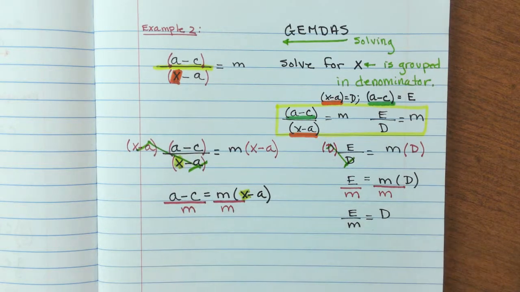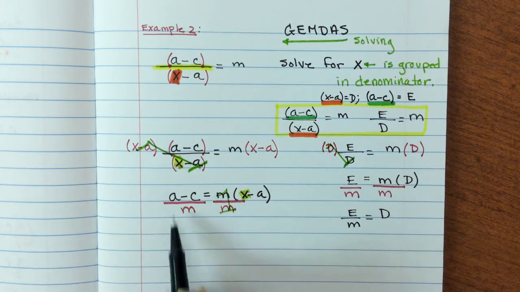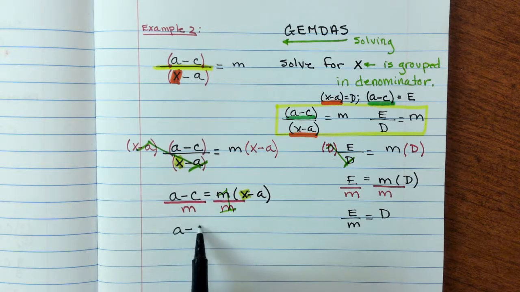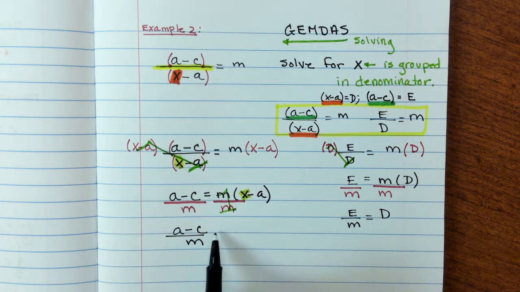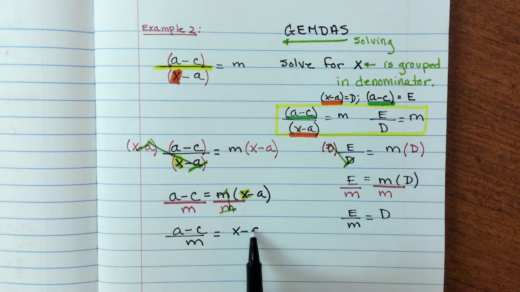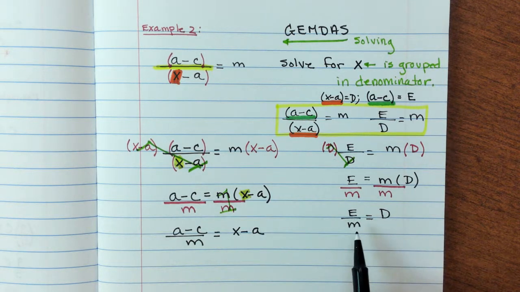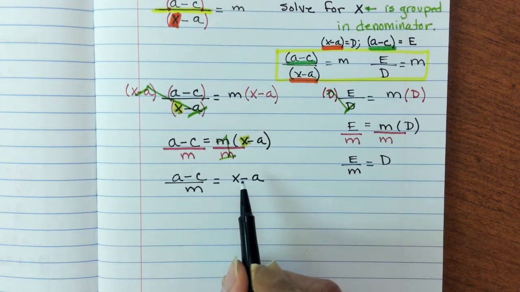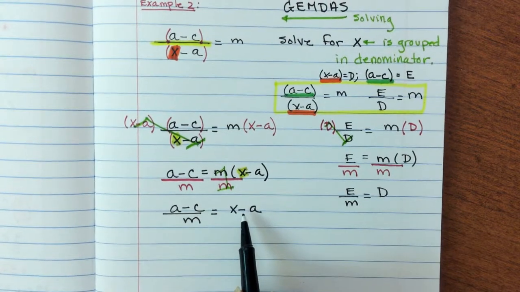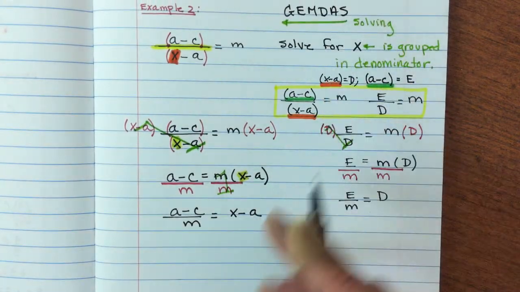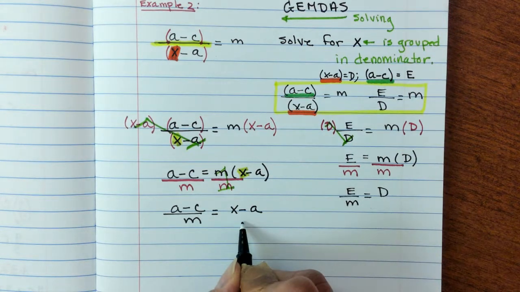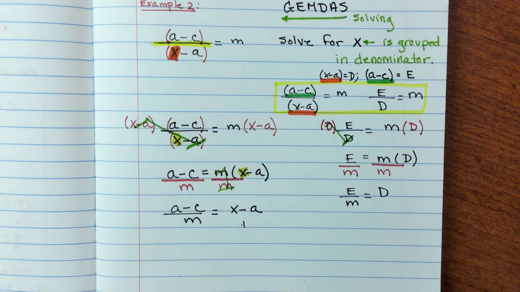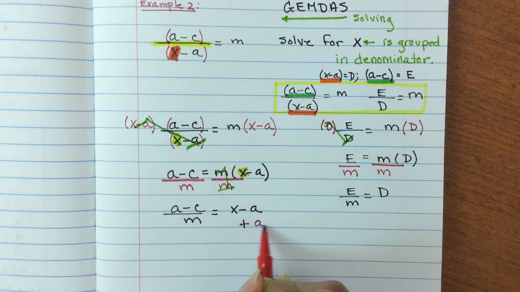Everything. Okay, so M divided by M is 1. So then that leaves me over here with A minus C divided by M is equal to X minus A. Well, that's very similar to this. The only thing I have left to do now is I want to get X by itself, so I have to do, again, whatever's easiest, which would be adding A to both sides. Let me do that in red. I'm going to add A to both sides.